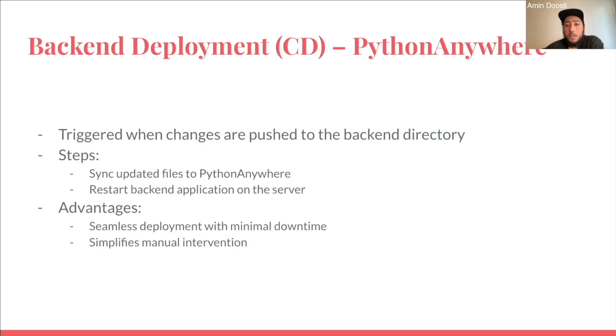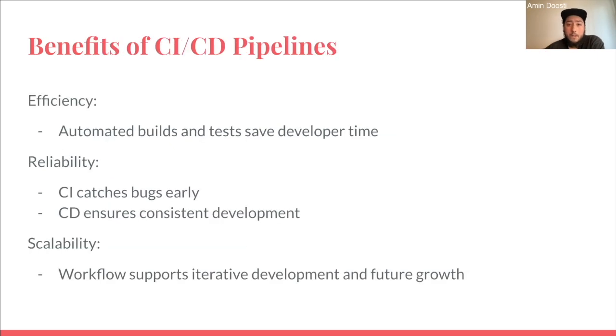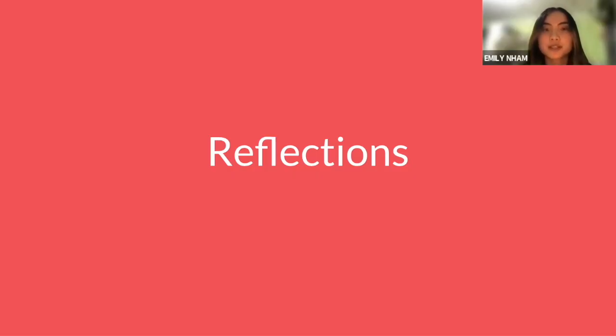And for the backend, we're using custom GitHub Actions to sync our changes to Python Anywhere and also restart the application seamlessly. The benefits of our CI/CD pipeline are that it's reliable, it prevents bugs, and it's also scalable for future project growth. Now for reflections.